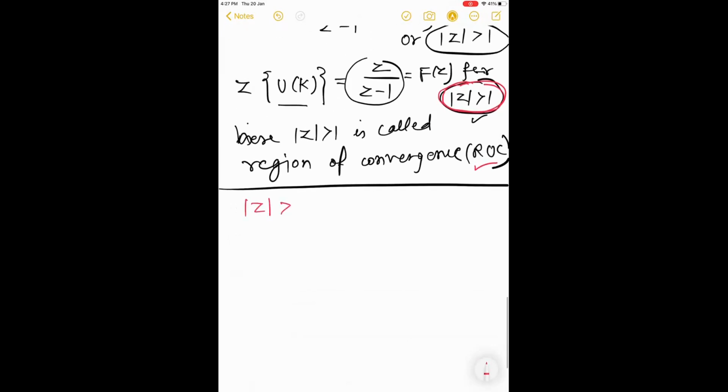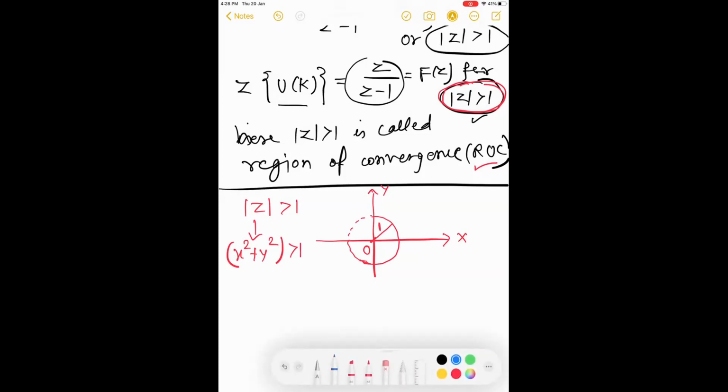Mod z greater than 1 means this is a unit circle. This is x, y, and mod z means x square plus y square, whose answer is greater than 1. So actually you have a unit circle here, with radius 1, and you get the convergence outside it. Outside this circle you can have convergence because the series exists, giving you a finite limit. This is the ROC.